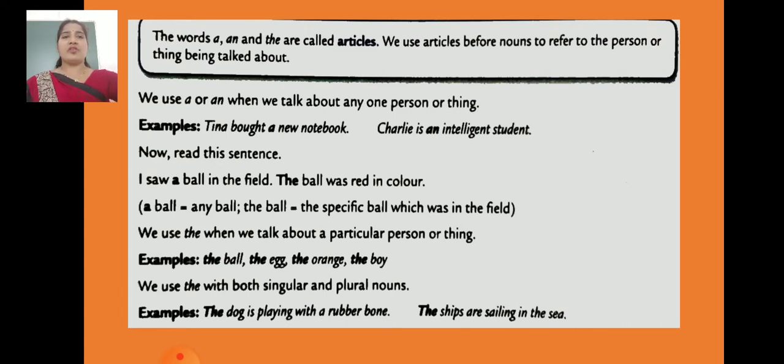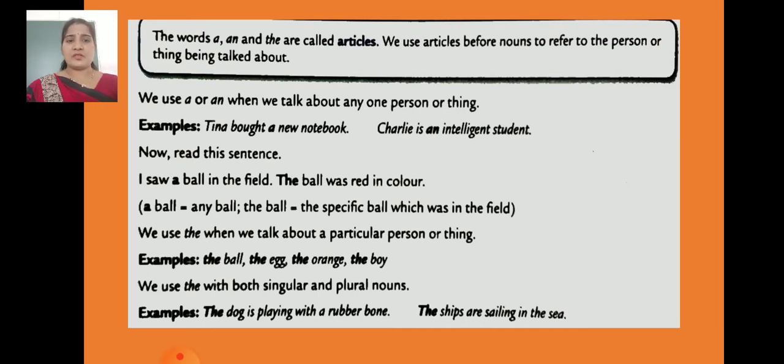So children, the words a, an and the are called articles. We use these articles before nouns, which refer to the person or things we talk about. Some examples are given. We use a or an when we talk about any one person or thing, like Tina bought a new notebook. Charlie is an intelligent student. Now read this sentence, children. I saw a ball in the field. The ball was red in color.